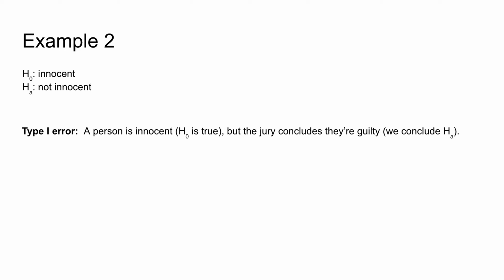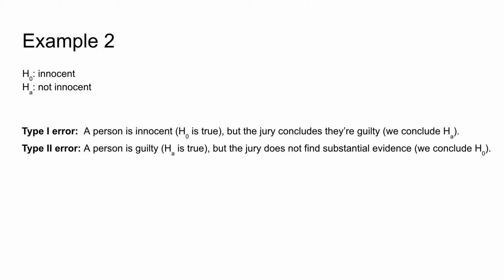Consider another example. Suppose a person is on trial for a suspected crime. Thus, the jury is weighing the null hypothesis that this person is innocent versus the alternative that they committed a crime. In this example, a type 1 error occurs when the person is actually innocent, but the jury concludes that they're guilty. A type 2 error occurs when the person is guilty, but the jury does not find substantial evidence to that effect.